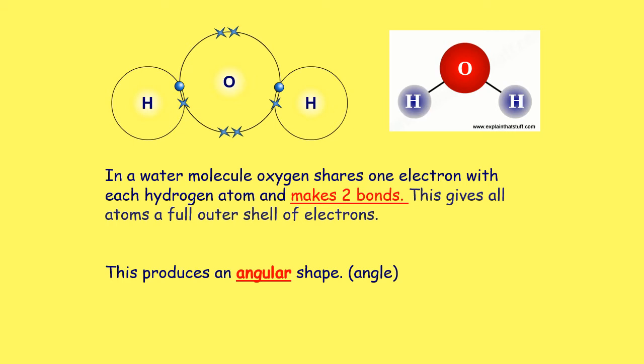So carbon dioxide formed 4 covalent bonds and ended up being linear, but in this case the oxygen is forming 2 covalent bonds, and instead of being linear, it is angular in shape. Angular means that it's at an angle. So water is at an angle.